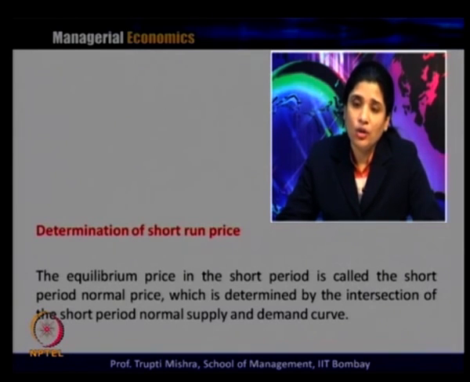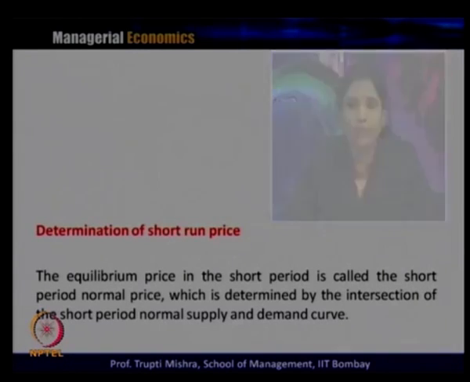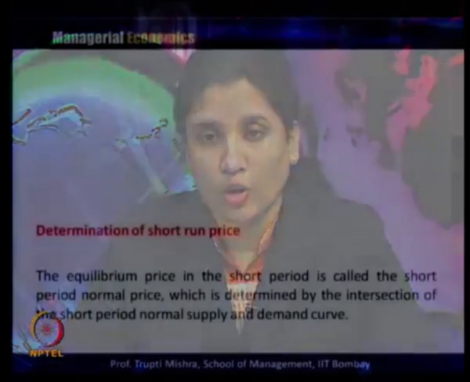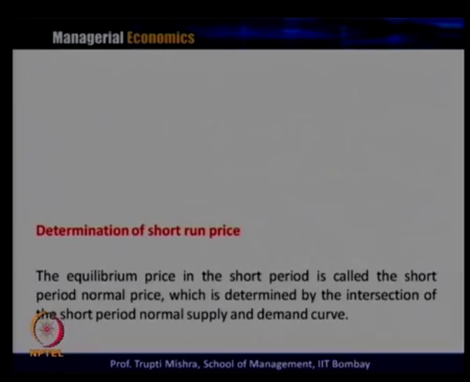Till the time they continue to get their average variable cost, they prefer to produce, and once they are not getting the average variable cost, generally they stop the production, because anyway they are not covering the variable cost also, so there is no point of producing anymore. So, the equilibrium price in the short period is called the short period normal price, which is determined by the intersection of short period normal supply and the demand curve.